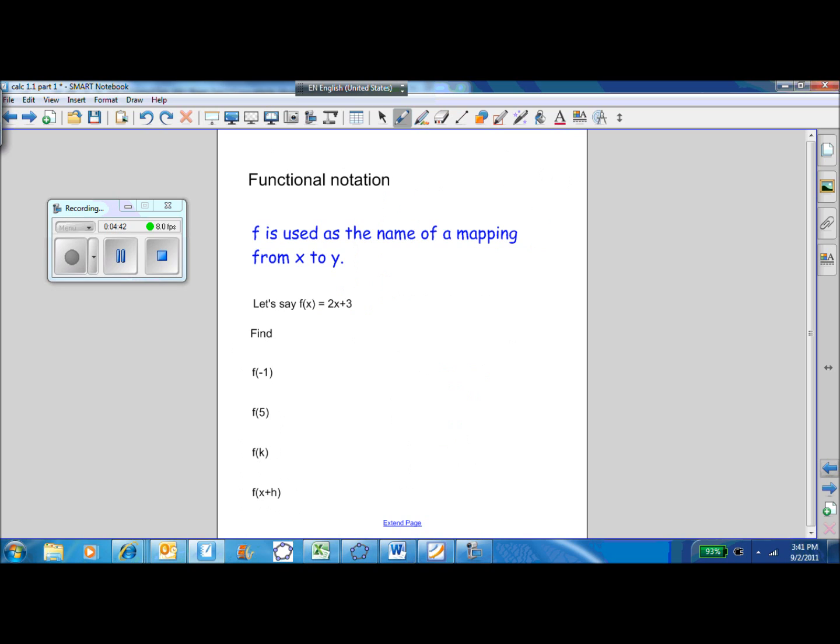Now, another note is getting used to this notation of f of x. That's functional notation, and it's used to basically quickly show the rule for a function. So let's say f of x equals 2x plus 3. Notice I'm saying f of x. It's spoken this way, f of x, to represent the idea that this is not multiplication. It's functional notation. This point is going into a function. So you don't think of this as multiplication.